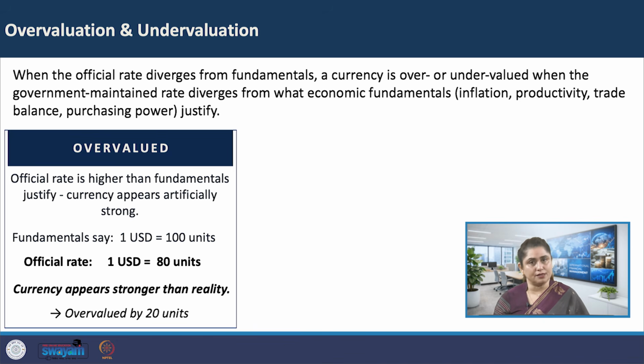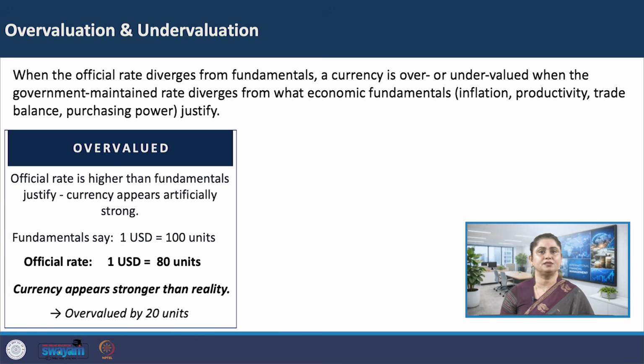A currency is said to be overvalued when its exchange rate, which is fixed by the government or central bank, is higher than what free market forces or economic fundamentals would suggest it should be. In simpler terms, the currency is being held at an artificially strong level. The government or central bank is maintaining a rate that makes the currency appear more valuable than it actually is in terms of underlying economic reality.